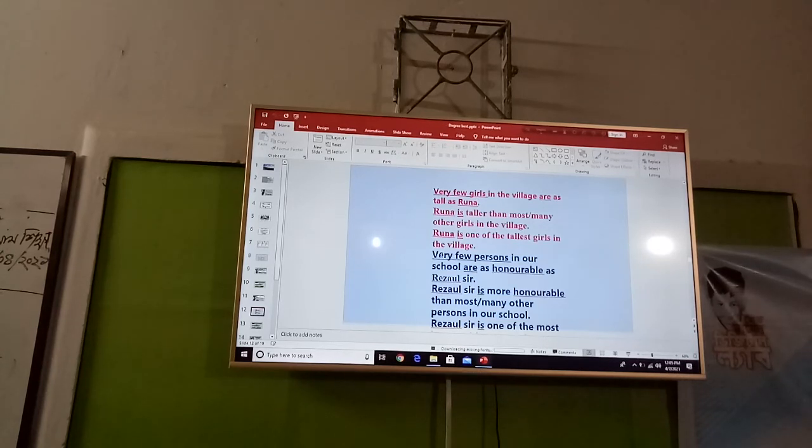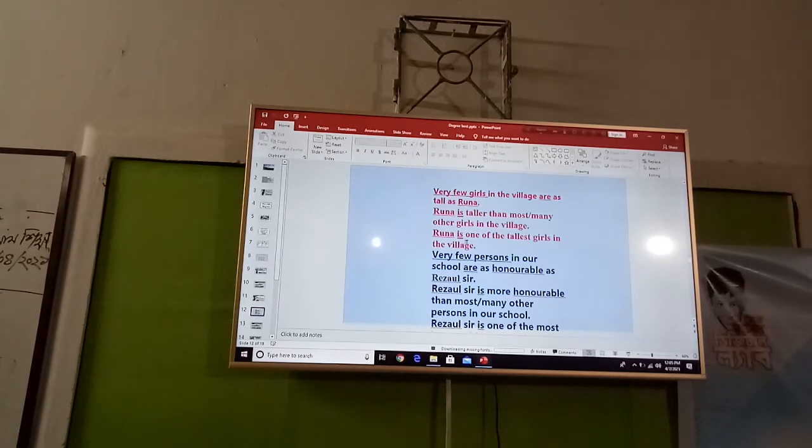And if this sentence was in the past tense, that means Runa was, then you have to use were. That means very few girls were. But here is is used, so you have to use are. That means very few girls in the village are as tall as Runa. And in your question, you may find that Runa is taller than most other girls in the village. This sentence is in comparative form. The superlative form would be the same, that means Runa is one of the tallest girls in the village.